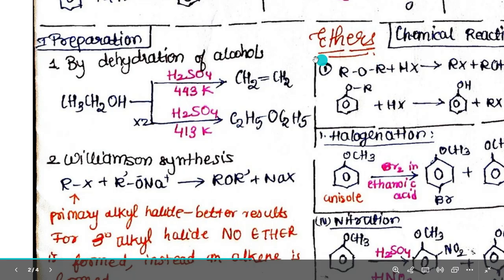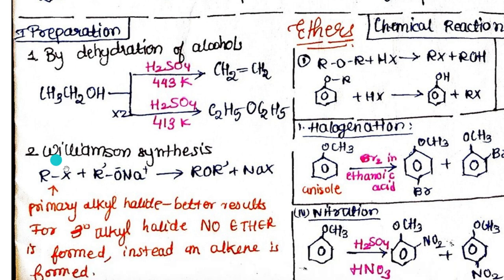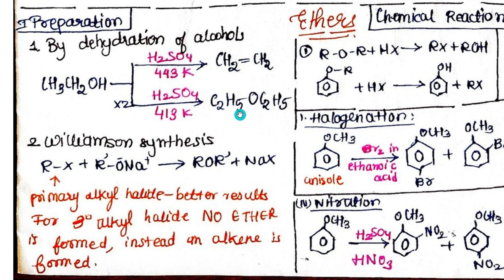Then coming to our last topic, ethers. Preparation of ethers. We have two preparation methods. Firstly, by dehydration of alcohols. We have alcohols, and taking H2SO4 at 443 Kelvin, it will give us alkene. But if we take 2 moles of alcohol CH3CH2OH with H2SO4 at 413 Kelvin, it will give us C2H5OC2H5, which is an ether.